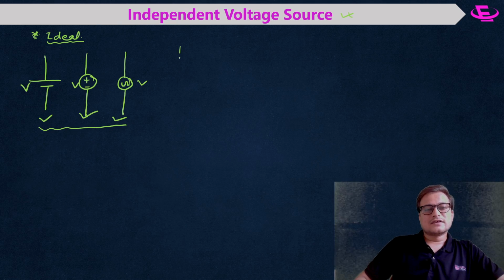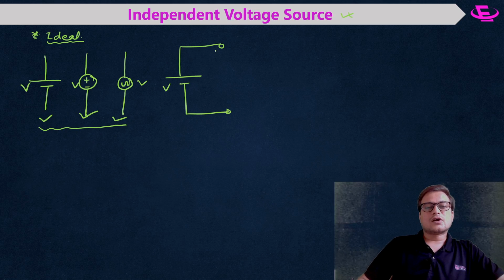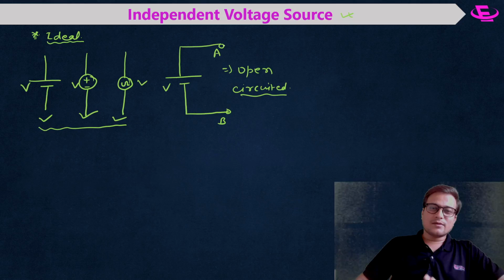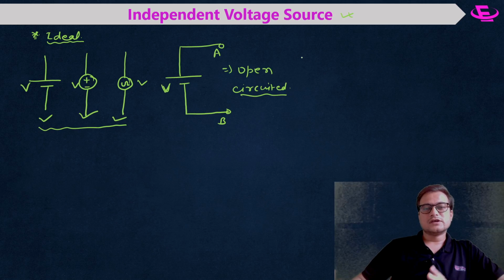Now suppose this is the ideal voltage source V. Here are the terminals of the battery. So across the terminals A and B, right now this is called an open circuited terminal. Why is it called open circuited? Because you can see this terminal is open. No load is connected across this terminal. So at this time it is maintaining a voltage of V volts. Now what happens? Suppose somebody is showing like this.